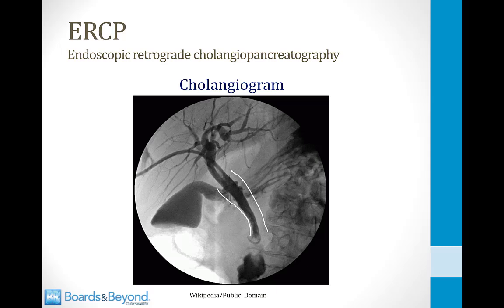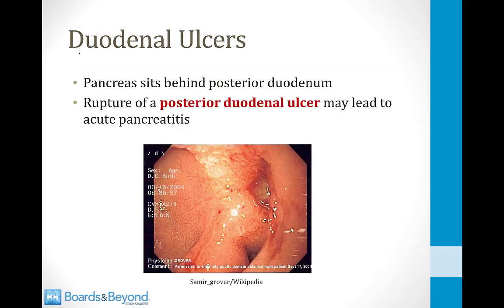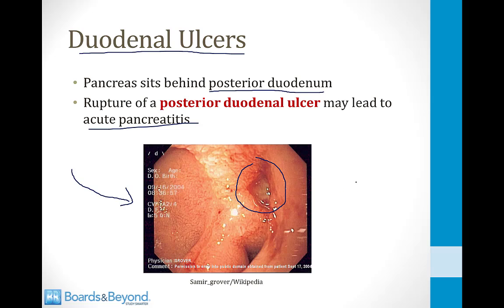If you irritate the pancreatic duct, that can lead to obstruction of flow of pancreatic enzymes, and post-ERCP pancreatitis is a well-described phenomenon. Duodenal ulcers are another potential but rare cause of acute pancreatitis. The pancreas sits just behind the posterior duodenum, so if one of those ulcers ruptures, this can lead to acute pancreatitis. And this is an endoscopy image of a duodenal ulcer here. You can see this breakdown in the lining of the GI tract shown on the screen.